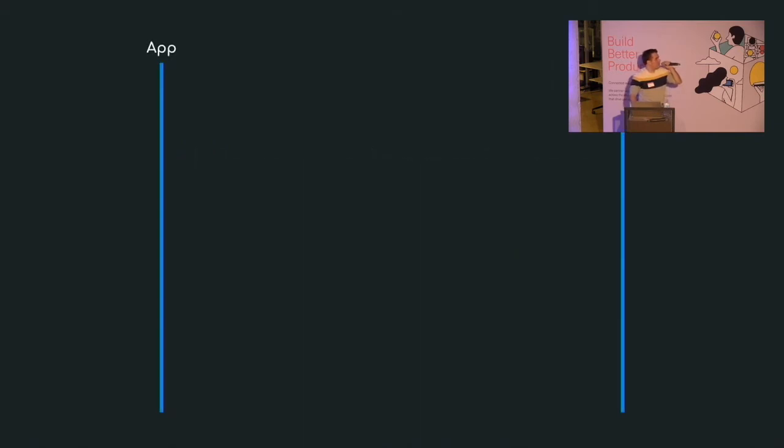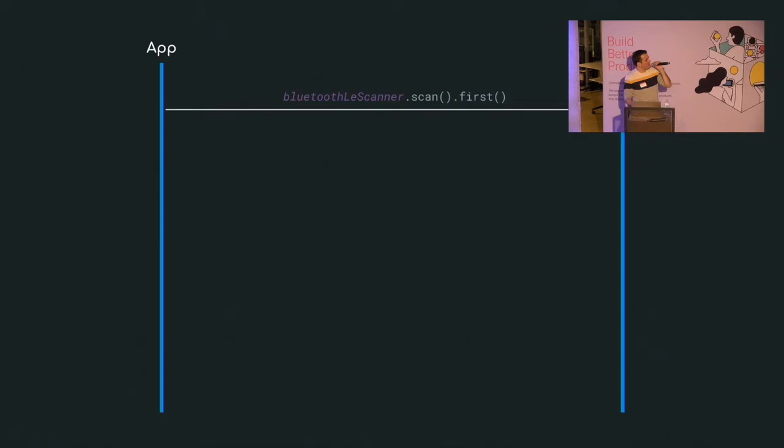So here's what we want to achieve. We have our app, the Android framework, and we want to do something like that. I want to call Bluetooth LE scanner .scan .first. So this scan call will return some sort of pipeline or event bus or event producer. If you're used to RxJava, think of that as an observable. If you're familiar with coroutines, that's going to be a flow. So anyway, it's something that's going to produce events.